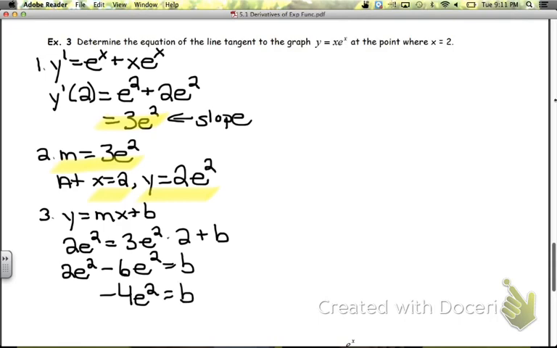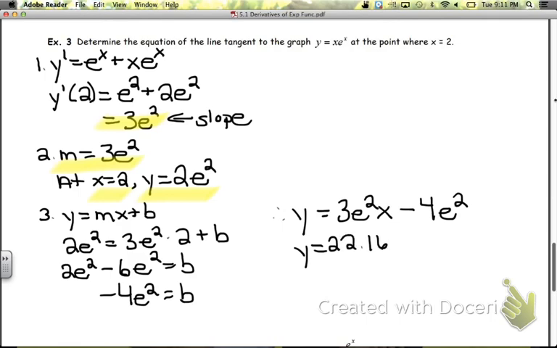So now we have our b value, we have our slope, so therefore y is equal to 3e squared x minus 4e squared. Now if we didn't want to have our e squares, or we were actually having to graph this, we would have y is equal to 22.167x minus 29.56.